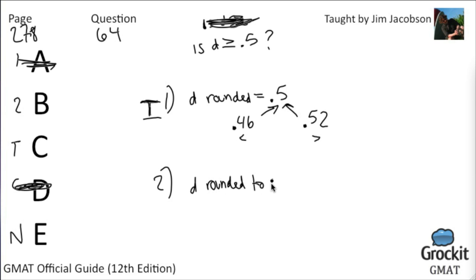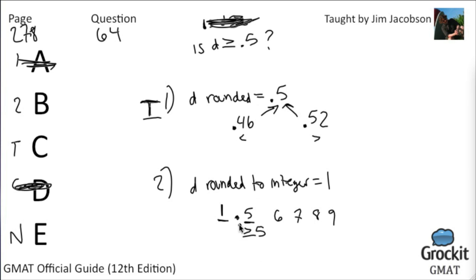D rounded to integer, which means that the first place after the decimal point, so this place here, in order to round this digit to 1, this digit here needs to be greater than or equal to 5, because that's how rounding works. So it could be a 5, or a 6, or a 7, or an 8, or a 9, and it doesn't matter which, because each of these answer choices is greater than or equal to 0.5.